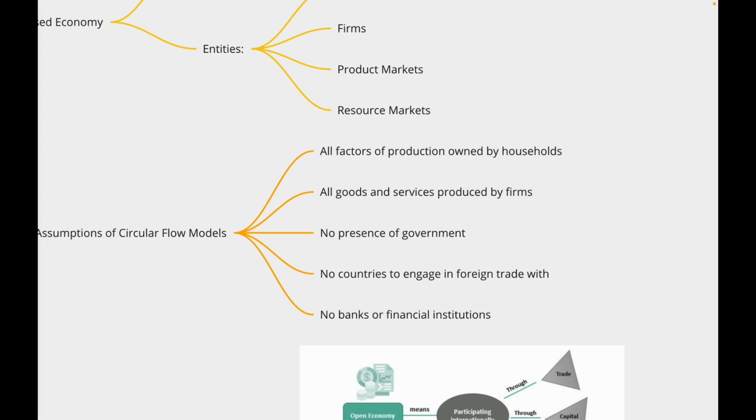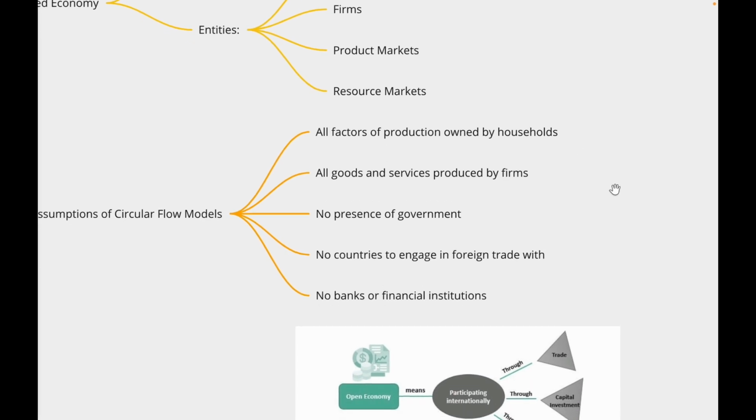Thirdly, there is no presence of the government. This closed circular model is completely independent, and it doesn't require the support or the regulation from the government. Fourthly, there are no other countries to trade with. It is suggested by the name, it is a closed economy. It is focused and enclosed. Fifth, there are no banks or financial institutions. It means that households will hold on to all their money. They will have nowhere to invest or to place their money in.